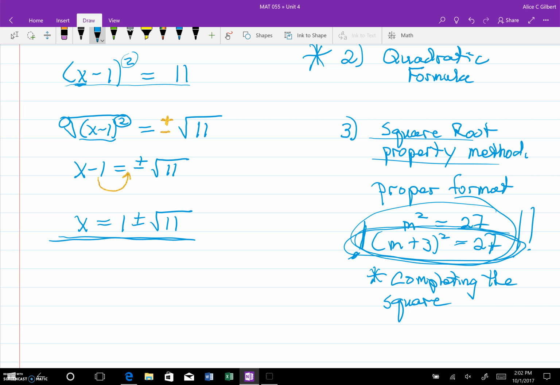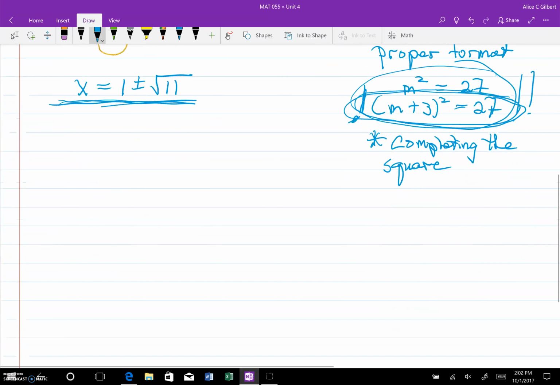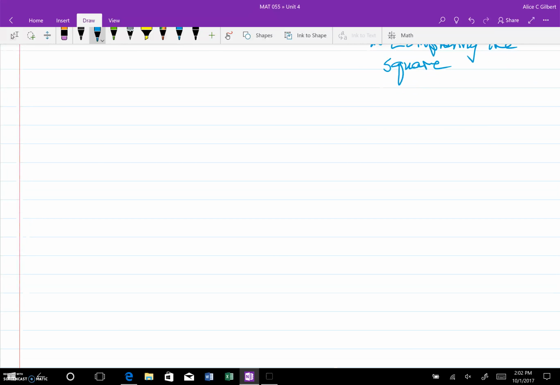So now I've got two answers. x equals 1 plus the square root of 11 and x equals 1 minus the square root of 11. And of course, because I have a square here, I was looking for two answers. Again, please write it like this, not like the book does it. Okay, let's go on to our second example.